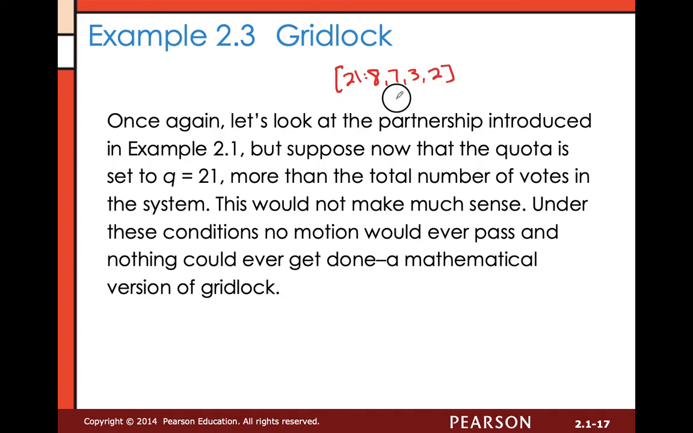But if you add those up, 8 plus 7 plus 3 plus 2, if you remember, that adds up to be 20, which means that you're never going to get to 21, even with all the votes that are in this system. It doesn't make much sense. And so no motion is ever going to pass. This is the mathematical version of what's called gridlock.